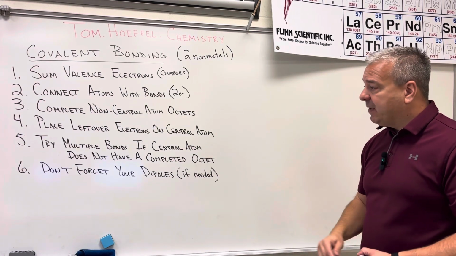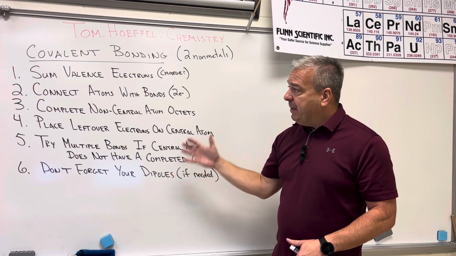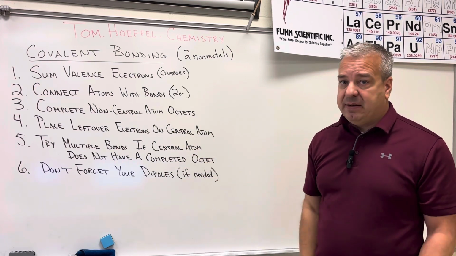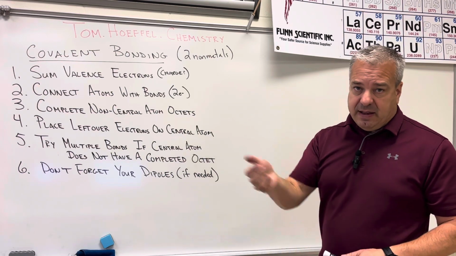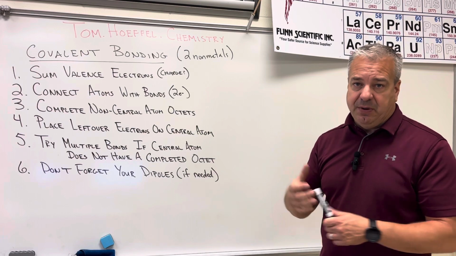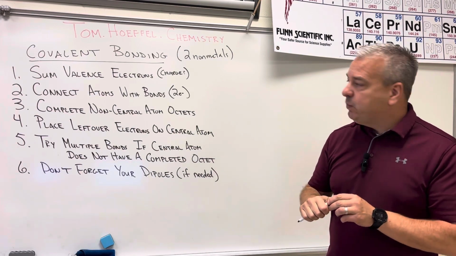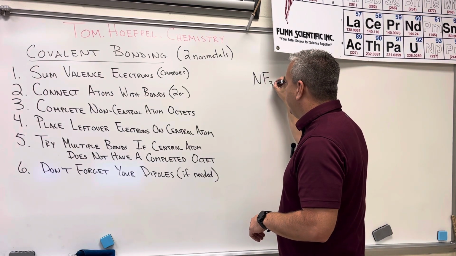There are going to be 6 steps to do covalent bonding, and these 6 steps will cover probably even the most complex covalent bonding molecules that are out there. So let's go ahead and get started with our first example. I'm going to do the first one, and then maybe we can do some together. The first one that we're going to do is NF3.